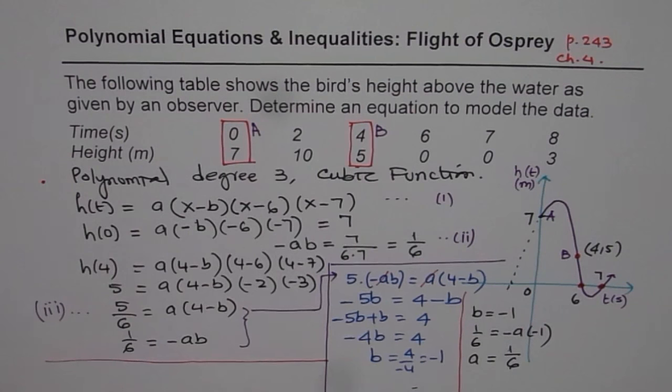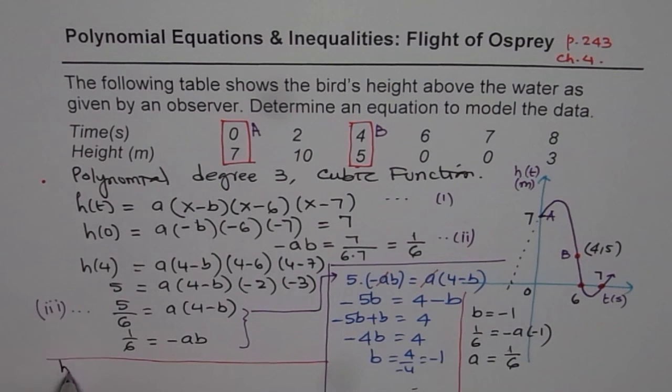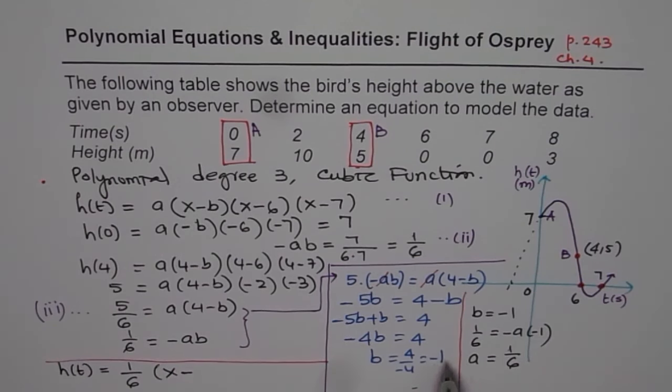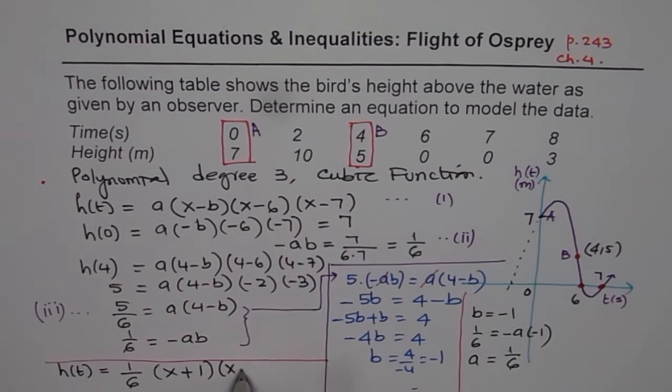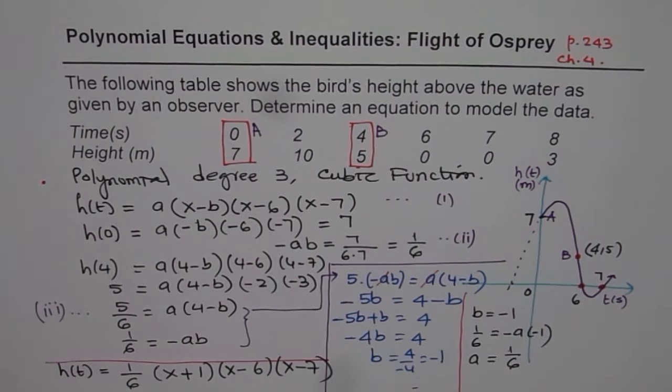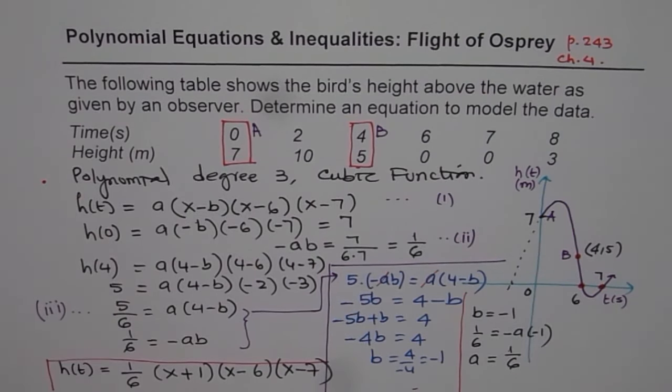Okay. So final answer, the polynomial is h of t equals to a is 1 over 6, times x minus, b is minus 1, so x plus 1, times x minus 6, times x minus 7. So that is the polynomial equation we are looking for.